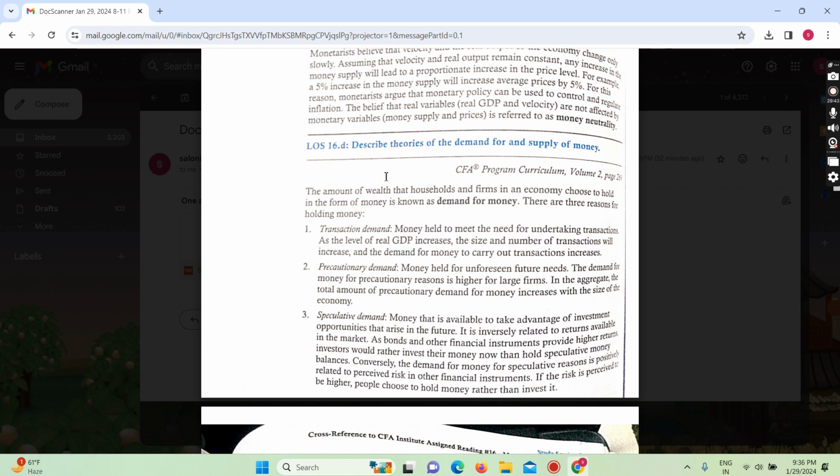As bonds and other financial instruments provide higher returns, investors would rather invest their money now than hold speculative money balances. Conversely, the demand for money for speculative reasons is positively related to perceived risk in other financial instruments. If the risk is perceived to be higher, people choose to hold money rather than invest it.